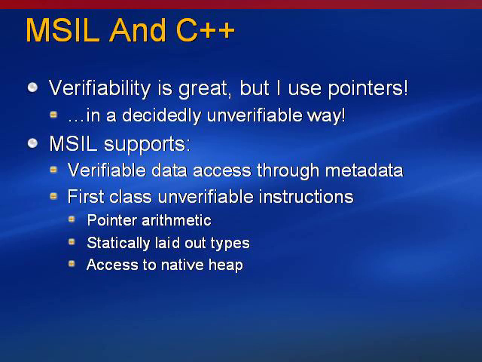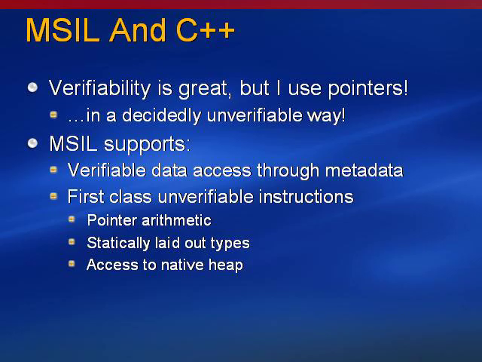But this leaves a question about C++. All this verifiability stuff with MSIL is great. I'm sure you've heard a lot about it, and about it with other managed code platforms. But with your C++ code, you're using pointers, and you're using them in ways that no verifier is going to be happy with. But that's the great thing about MSIL and the .NET frameworks, because it has first-class support for unverifiable instructions.